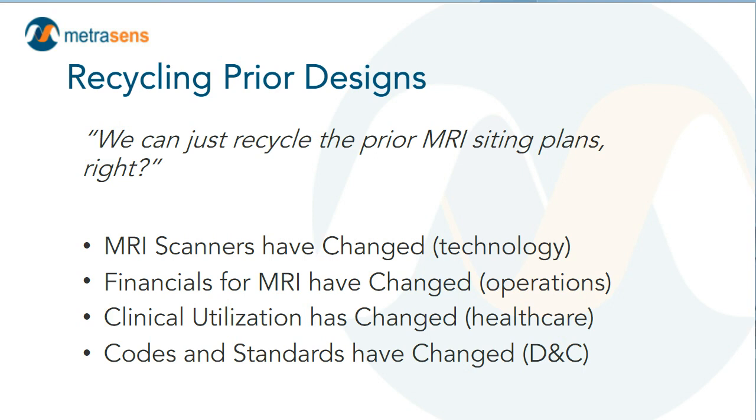The financial environment in which we deliver MRI care has changed dramatically, the operational model. Reimbursement has been cut dramatically. We have reduced staffing in response to that to try and reduce operating costs. We have increased throughput to try and jack up revenue to offset the decline in per procedure reimbursement. Clinical utilization: we are doing higher acuity patients, patients with different implants and devices.